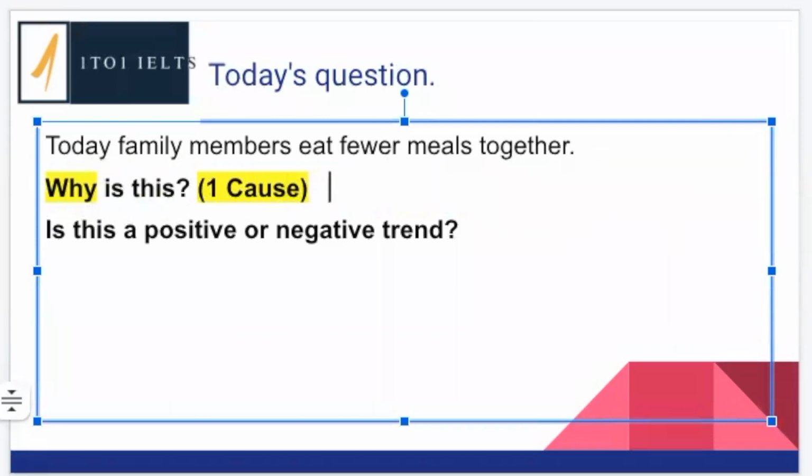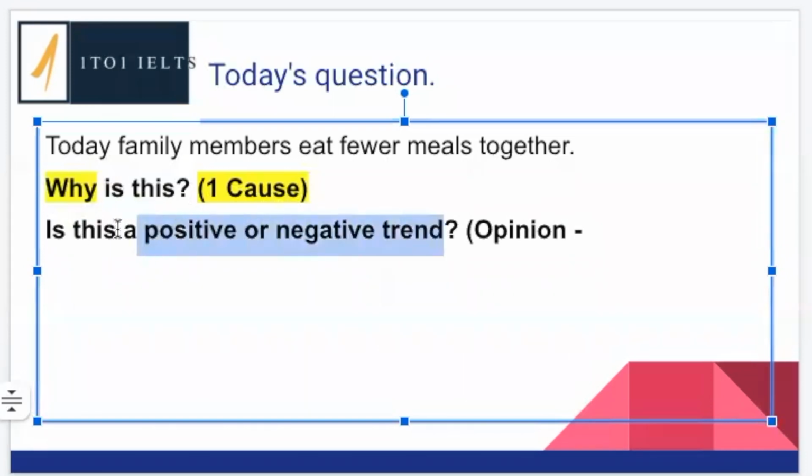Now, the next part is a very, very common second question in a double question. Is this a positive or negative trend? What type of question is this? Now, this one is an opinion. When we answer this question, you are going to state, I think it is a positive, or I think it is a negative trend, because... And then we're going to give a reason for this.